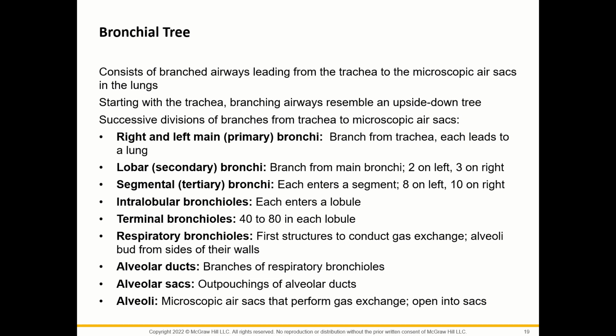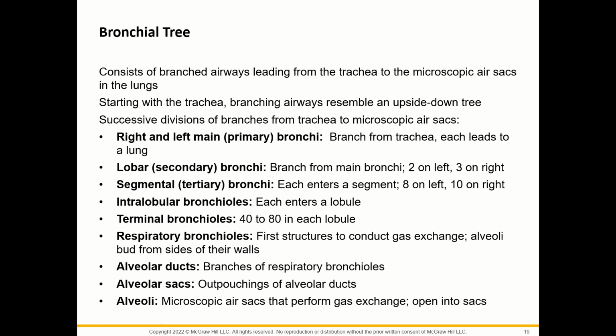And then, of course, the nervous system is going to branch like a tree to maximize the amount of cells and tissues that it can innervate. It's a gorgeous design. So the bronchial tree is going to consist of branched airways leading from the trachea to the microscopic air sacs in the lungs. Starting with the trachea, it branches and resembles an upside-down tree.